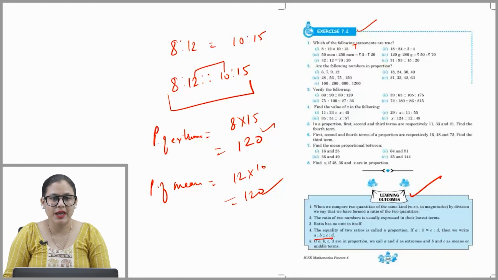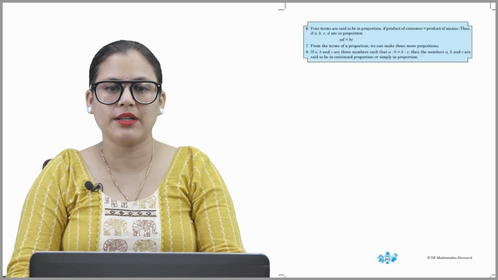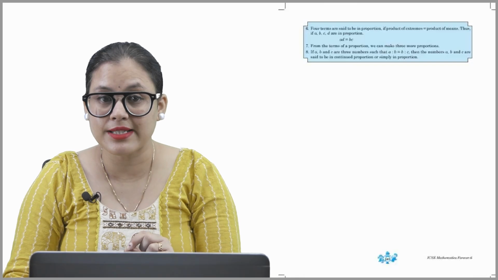Number 5, if A, B, C, D are in proportion, we call A and D as extremes and B and C as means or middle terms. Number 6, 4 terms are said to be in proportion if product of extremes is equal to product of means. Thus, A, B, C, D are in proportion, that is, AD is equal to BC. 7, from the terms of a proportion, we can make 3 more proportions. And 8, if A, B and C are 3 numbers such that A is to B is equal to B is to C, then the numbers A, B and C are said to be in continued proportion or simply in proportion. Okay students, I hope you have understood this chapter and you will do the remaining questions of the exercise.